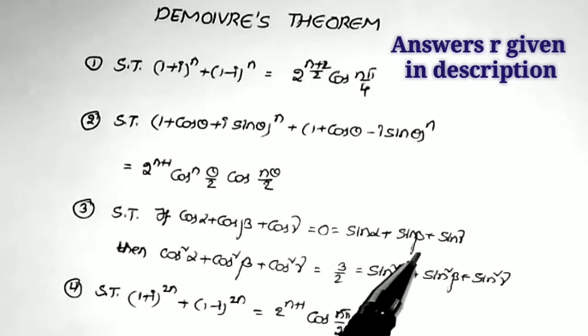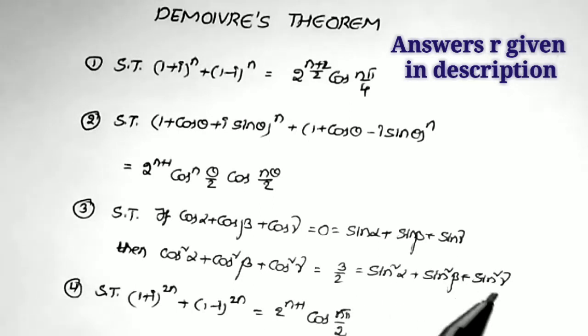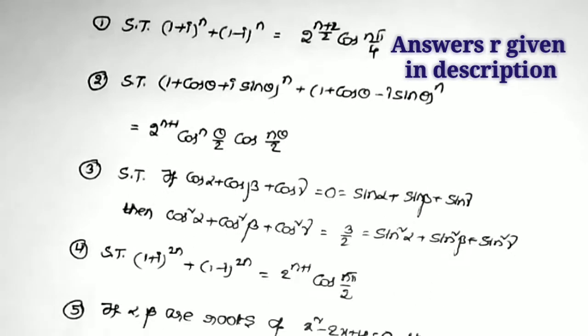And the third one, if cos alpha plus cos beta plus cos gamma is equal to 0 is equal to sin alpha plus sin beta plus sin gamma, then show that cos square alpha plus cos square beta plus cos square gamma is equal to 3 by 2 is equal to sin square alpha plus sin square beta plus sin square gamma. Next, the fourth one, (1 plus i)^2n plus (1 minus i)^2n is equal to 2^(n plus 1) cos(n pi by 2).